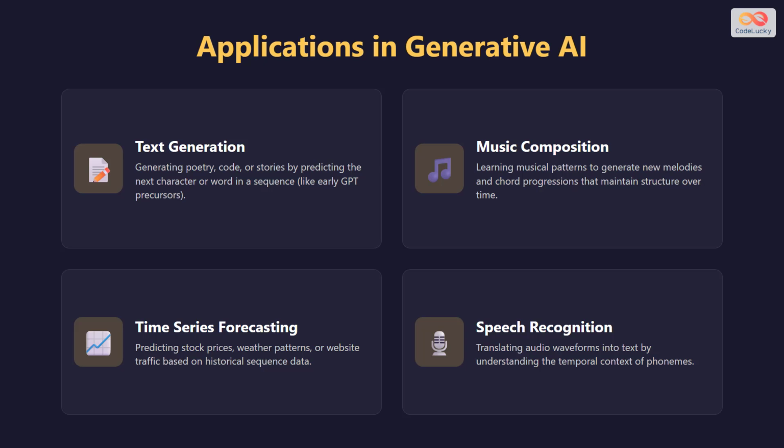These networks are everywhere. In text generation, they predict the next word to write stories or code. In music, they generate melodies that maintain a consistent rhythm. They are also used for forecasting stock prices and recognizing speech patterns over time.